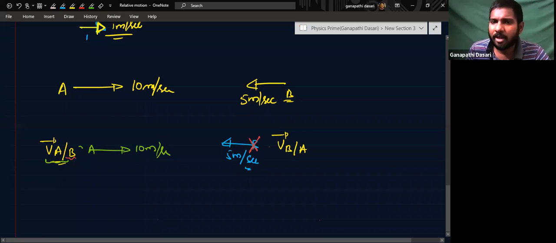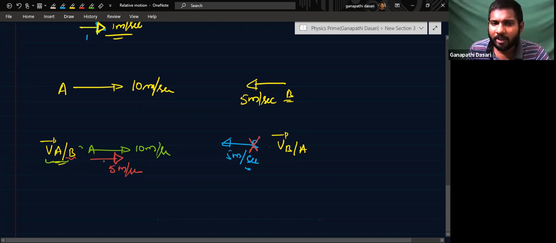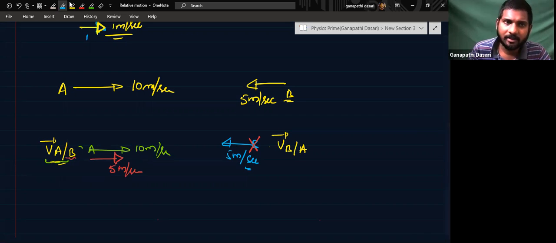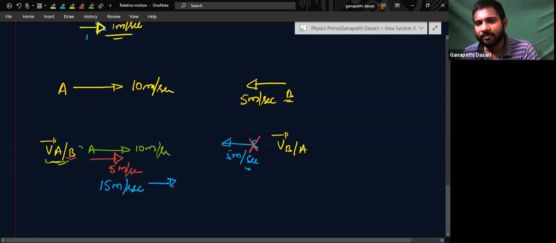And what should I do? I will reverse the velocity, whatever direction B is having. If it is left side, I should make it right side, and give it to A. Correct. That means 5 meters per second. So both velocities are in the same direction, so vectorial addition. What will be the answer? 15 meters per second towards right. That means the person sitting in B, whatever the car, will feel A is coming towards him with 15 meters per second. Got it?